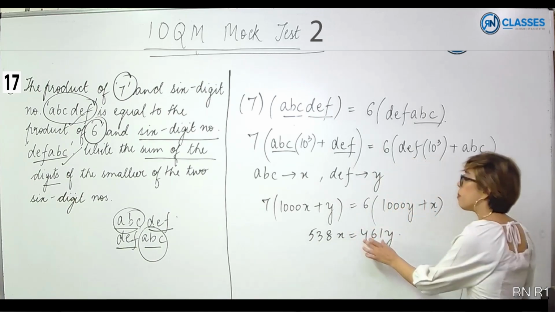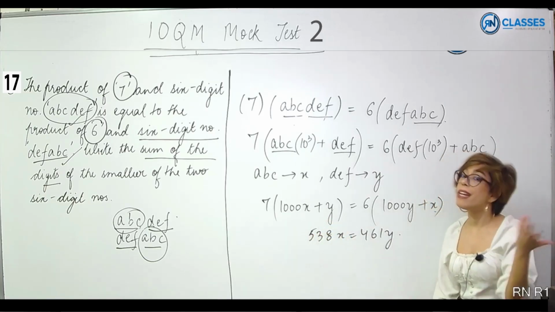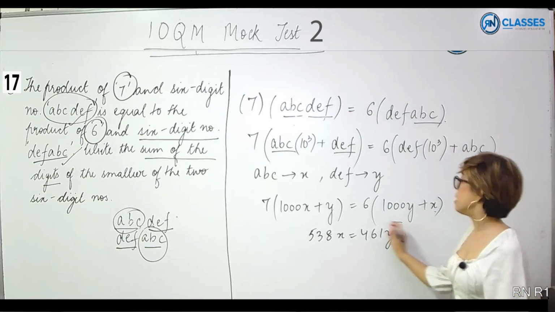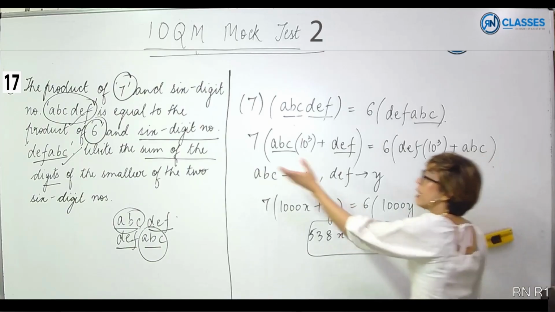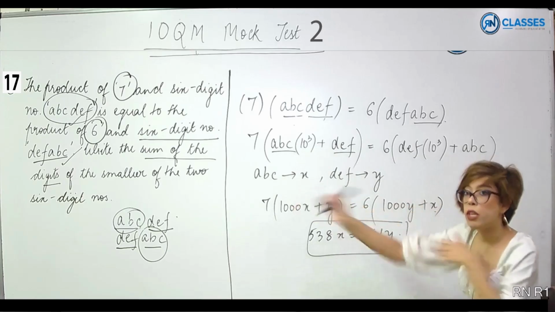Right? 461 is a prime number. 538 can be written as 2 into 269. 269 is again a prime number. Right? Now, I need to solve this equation. I need to find the value of X and Y. Because if I know X and Y, basically I know this 3-digit number, I know this 3-digit number. So that means I know the number.